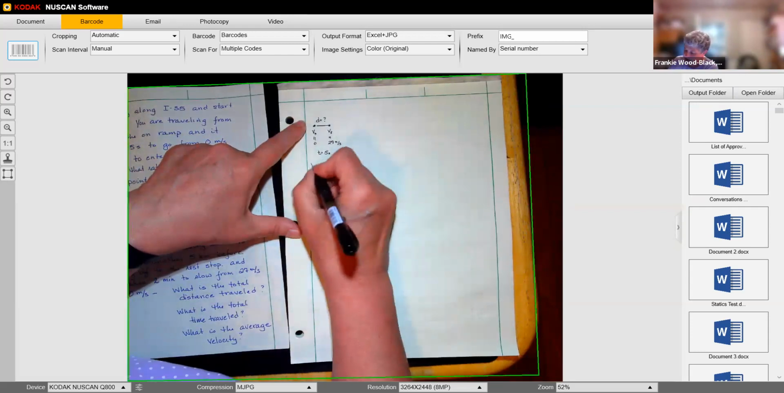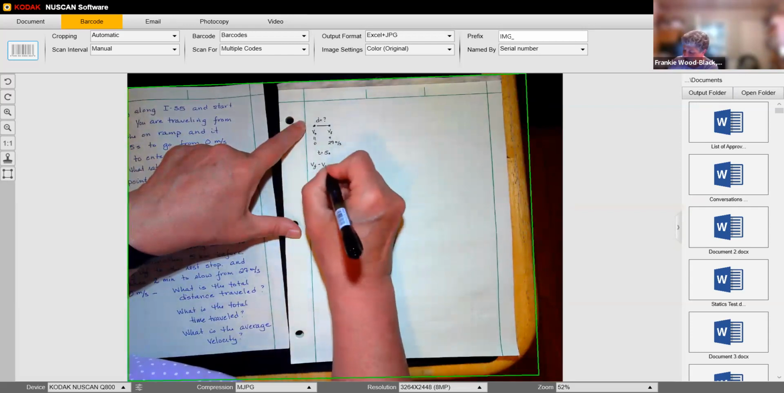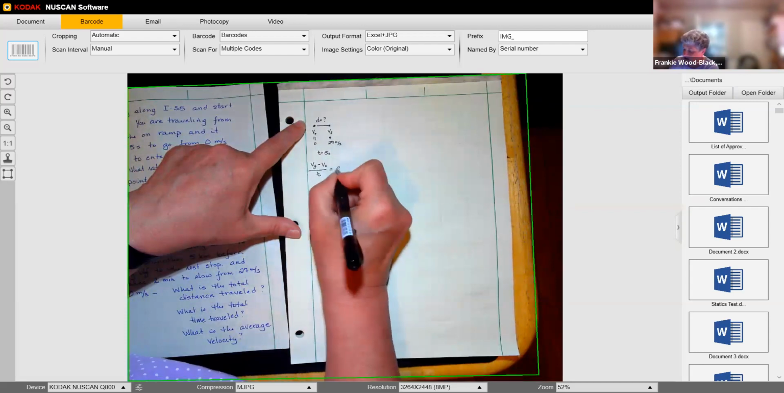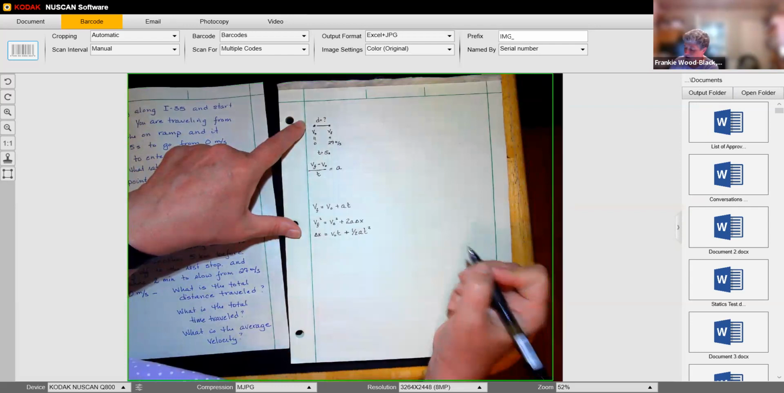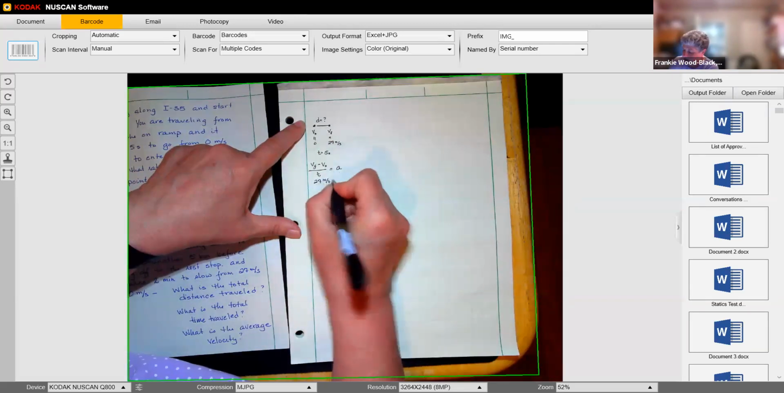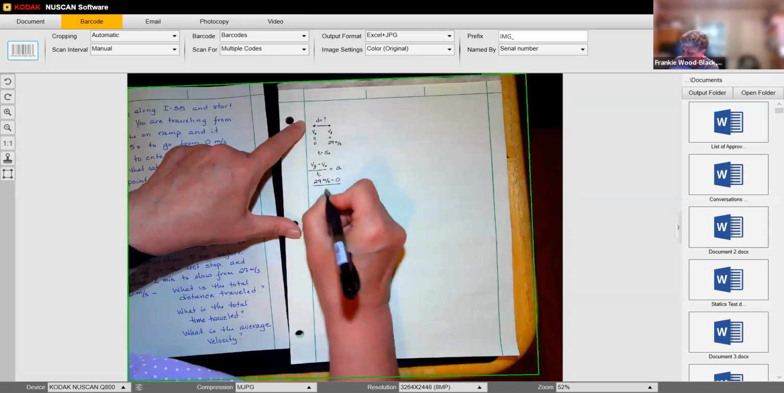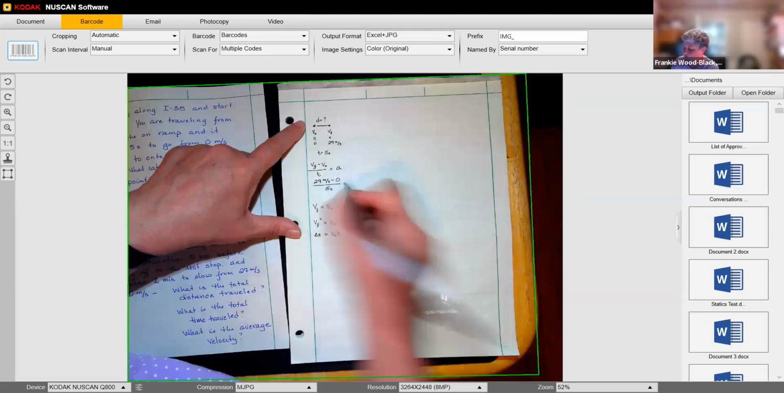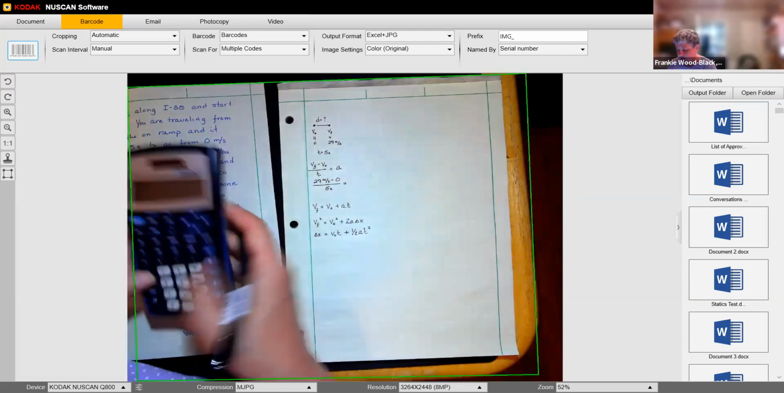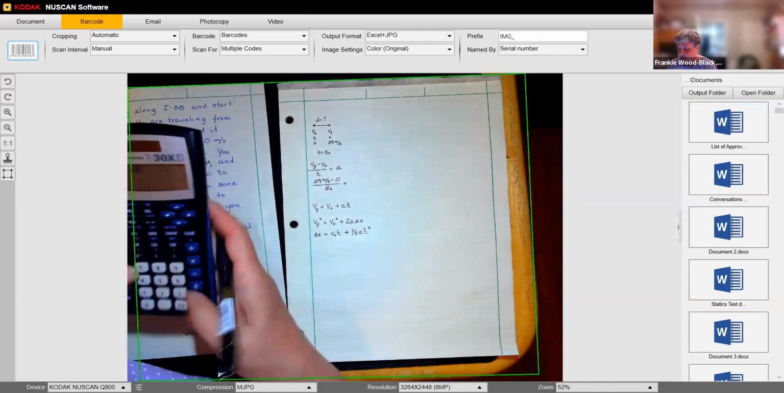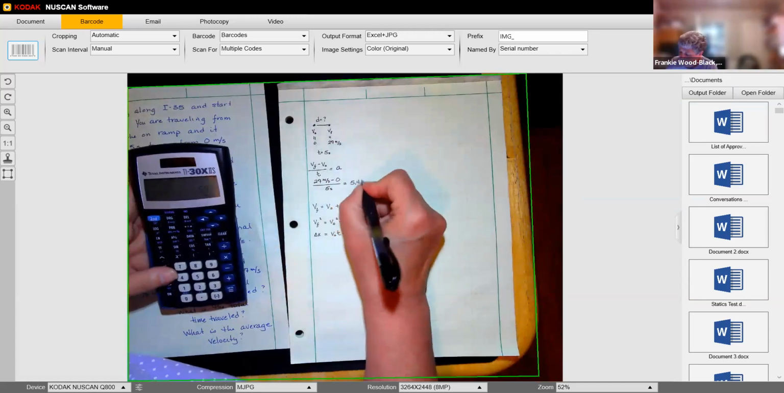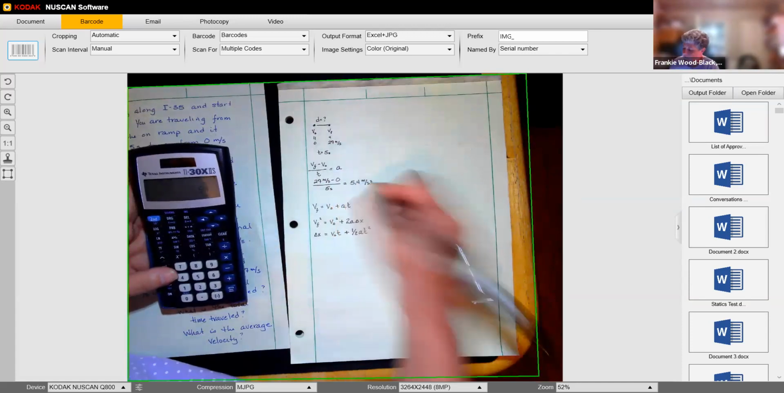So velocity final minus velocity initial divided by time is going to give me my acceleration. So I have 27 meters per second minus 0 divided by my time of 5 seconds. This is going to give me an acceleration. And so I've got 27 divided by 5. This gives me 5.4 meters per second squared.